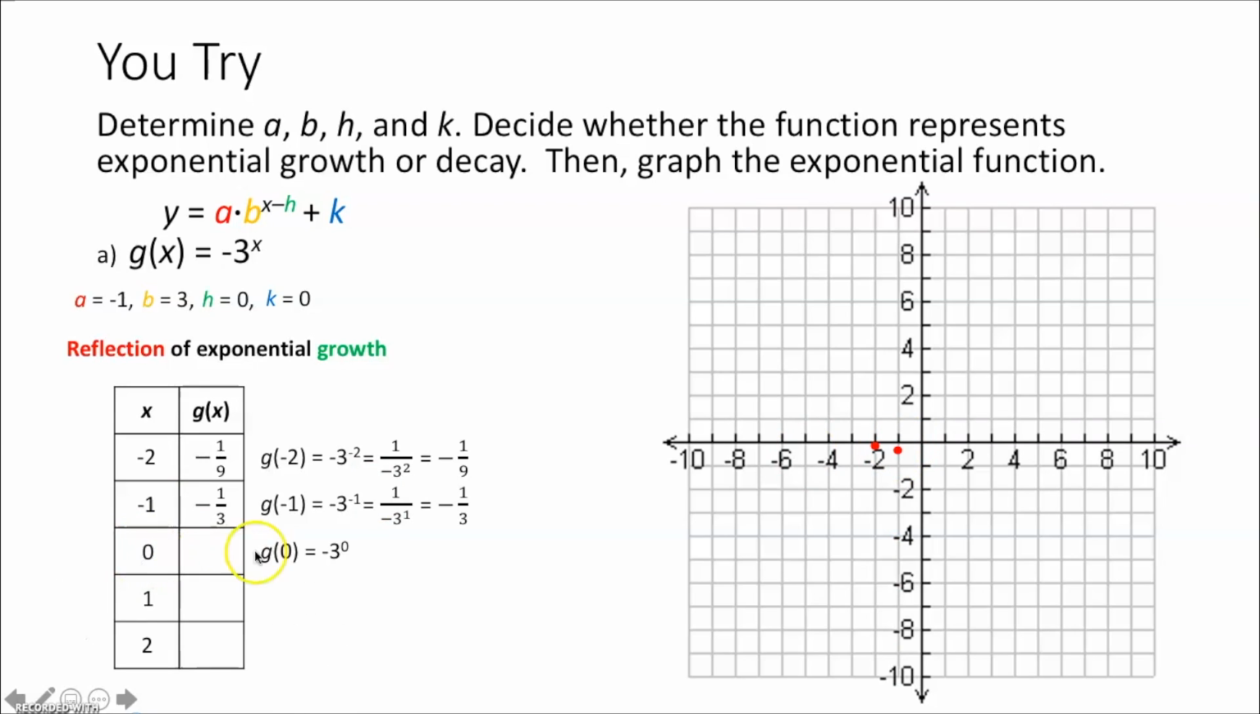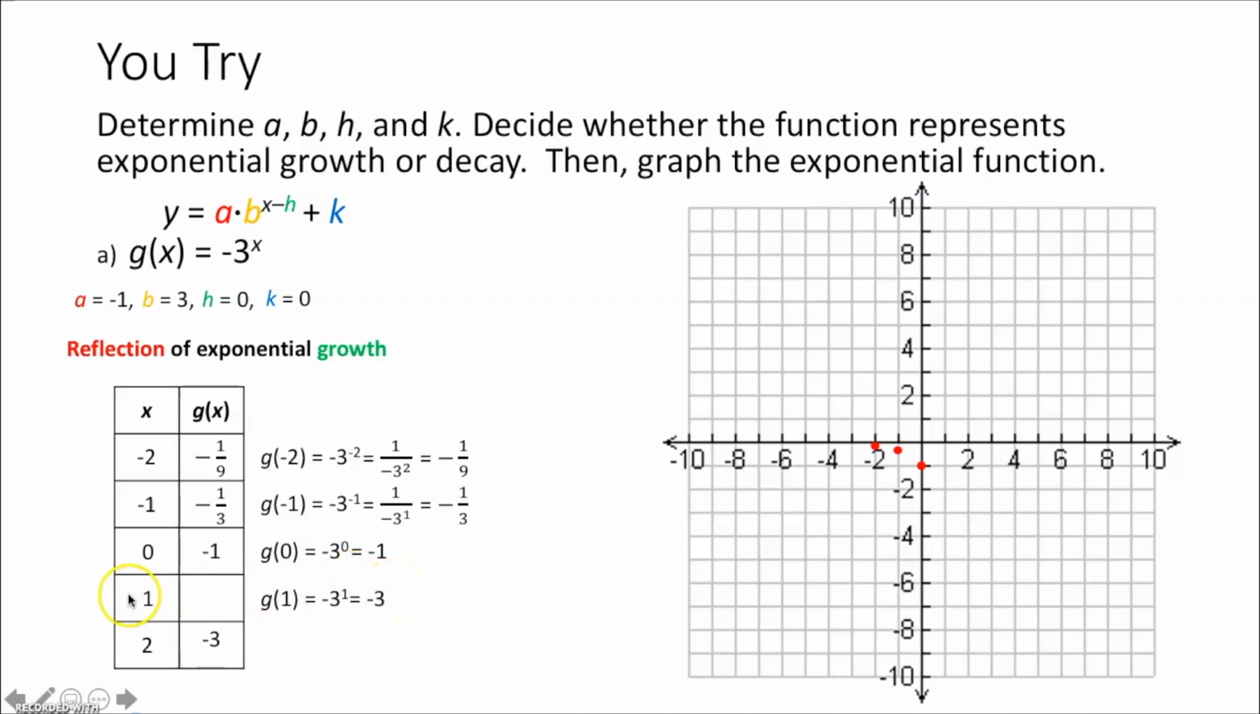Then I go to 0, plug in 0 for x, and I get -3 to the 0 power. Now again, remember anything to the 0 power is 1, but since this -3 is not in parentheses, we're going to do 3 to the 0 power, which is going to be 1. Then you tack on the negative, and it becomes -1. So we plot the point 0, -1. So we go 0 on the x-axis, down -1 on the y-axis, put a point. 1, we're going to plug in 1 for the function, and that's just -3.